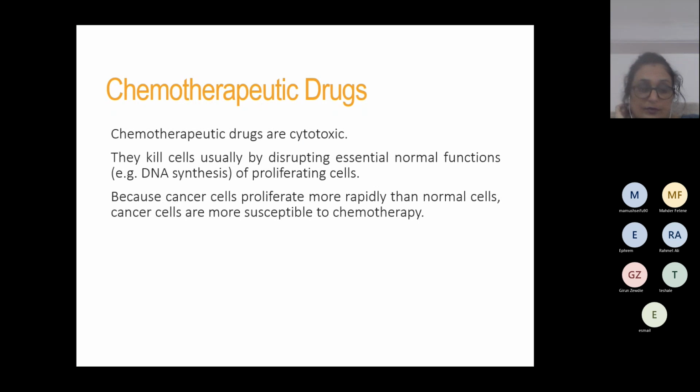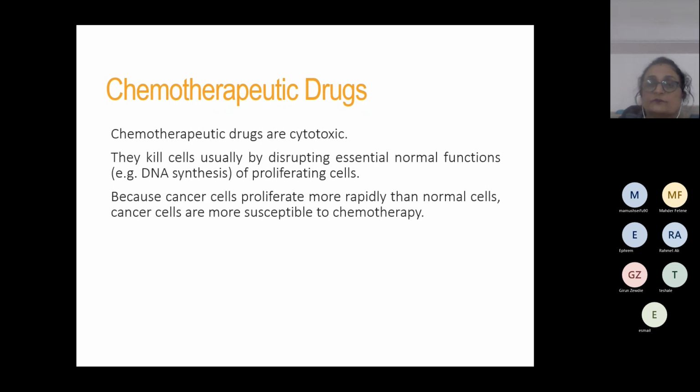Because cancer cells proliferate more rapidly than normal cells, cancer cells are more susceptible to chemotherapy. Now, why do we have only chemotherapy drugs being given for treating cancer? And why not the other drugs? And why are these drugs not given for treating the other diseases?